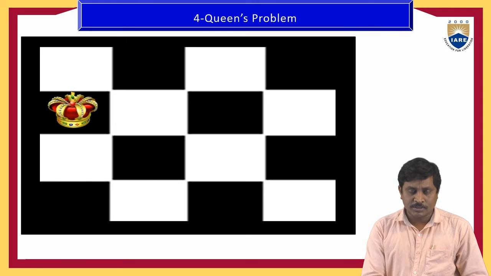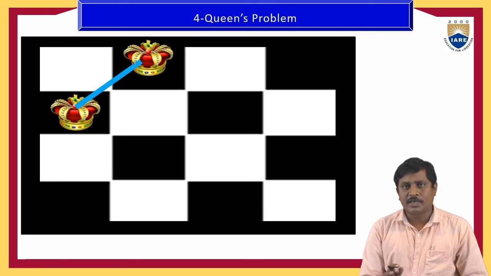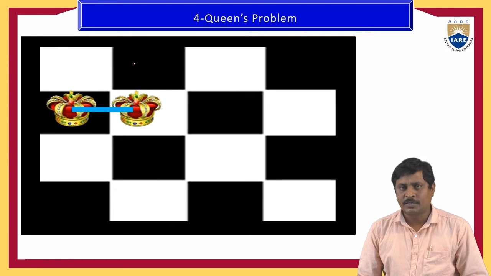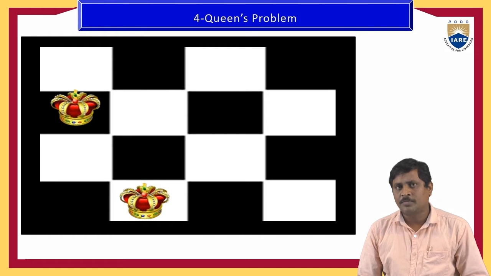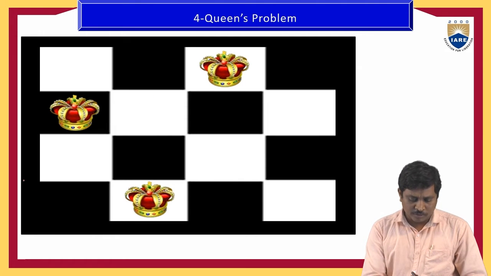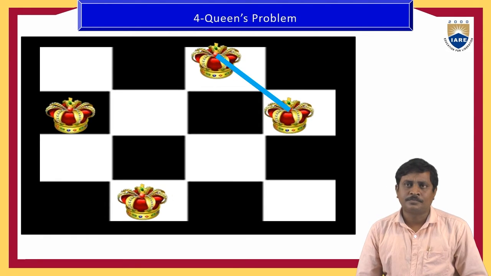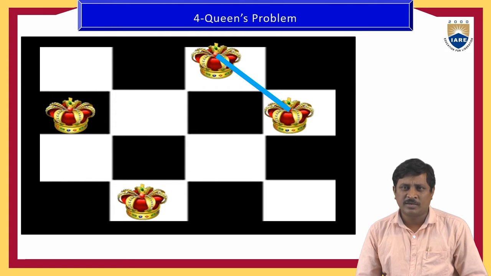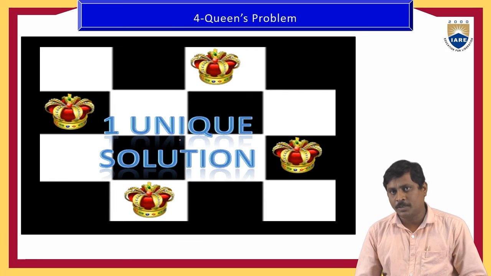Suppose we place this queen here. No queen is placed in the same row, the same diagonal, or the same column, so we place the second queen here. Now we place the third queen, which is not diagonal to these two queens. Then we try the fourth queen to see whether it is possible. We cannot place it here, so we place it here. This is the unique solution for this problem.